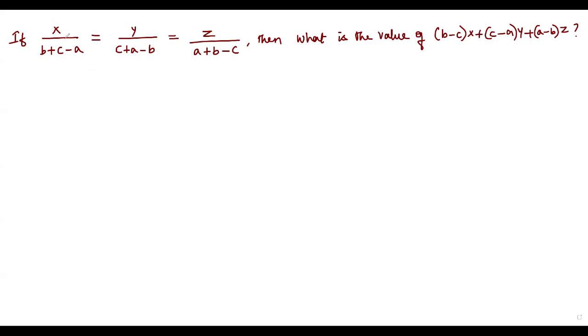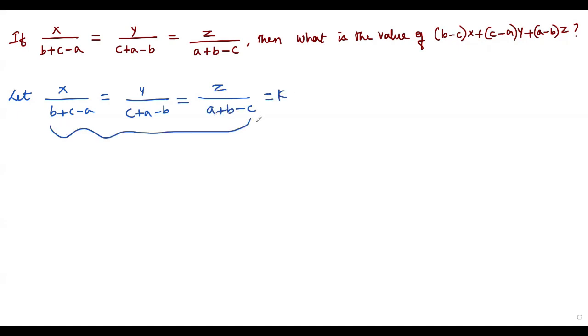Okay, let me assume k as the value of the first quantity. Then what is the value of the second quantity? That is also k, and the value of the third quantity is also k because all of them are equal. So let me assume that all these three quantities are equal to k. So that is x over (b + c − a) equals y over (c + a − b) equals z over (a + b − c) equals k. Since all the three quantities are equal to k, we can equate each quantity to k separately.